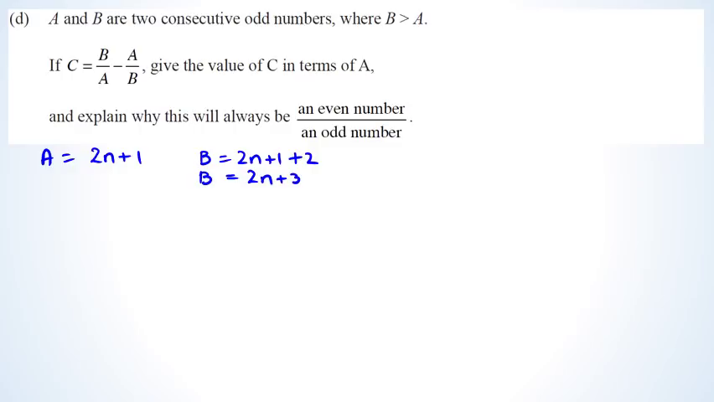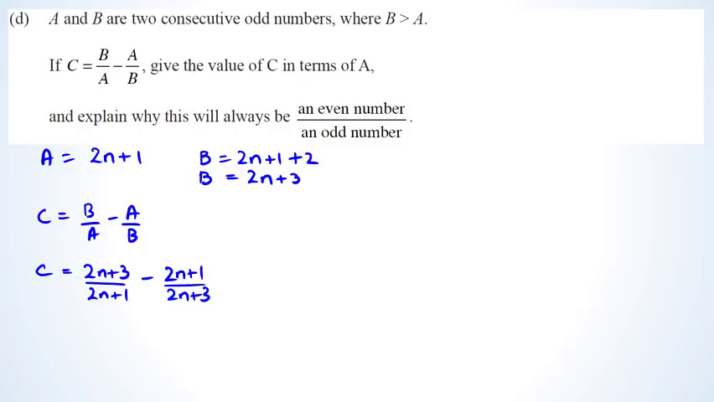My second step is trying to figure out what c is. I know it's asking for the value of c in terms of a, but we're going to do it slightly differently and try to prove that you're always going to have a numerator that's even and a denominator that's odd. So what does this mean? We've got c equal to b over a minus a over b. Because b is equal to 2n plus 3 and a equals 2n plus 1, that's 2n plus 3 over 2n plus 1, minus 2n plus 1 over 2n plus 3.